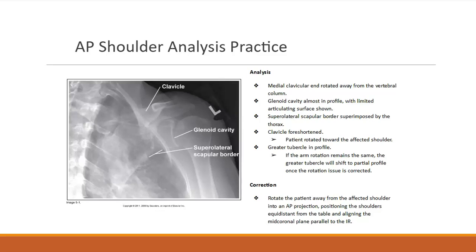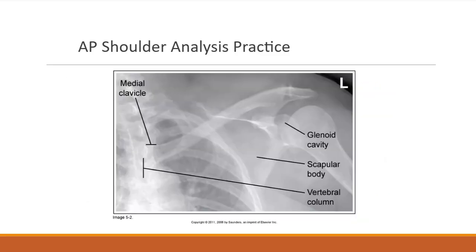In addition, the lateral border of the scapula is entirely superimposed by the thorax, so that should be another indicator of some rotation. In order to correct this patient's positioning, we need to rotate that patient away from that affected shoulder until their mid-coronal plane is parallel with the IR. Go ahead and review this last practice analysis and answer the following question.